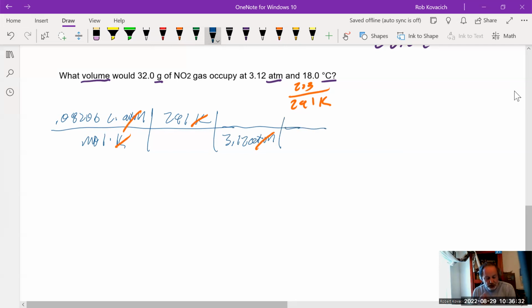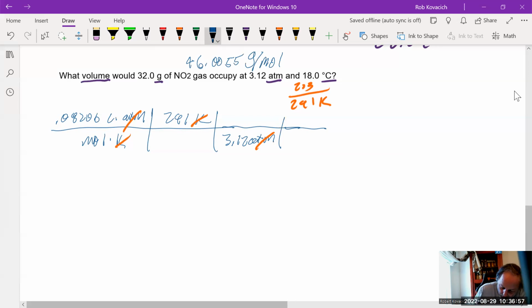Well, I was given 2 things, 32 grams, and I was given the gas type. Couldn't do this problem if I wasn't given the gas type. So I'm going to go ahead and figure out what the molar mass of that is. So 14.0067 plus 15.9994 times 2 equals, and so my molar mass here is 46.0055 grams per mole.